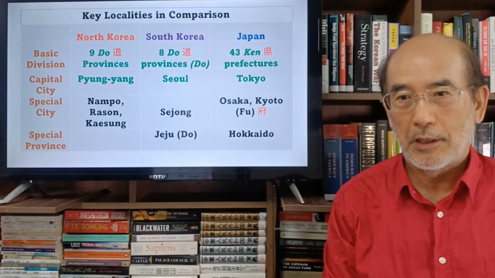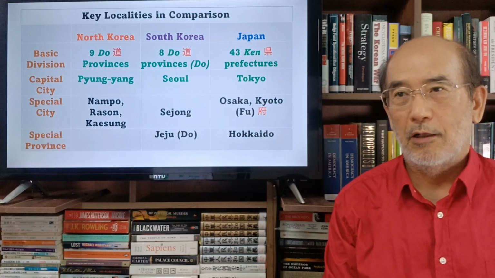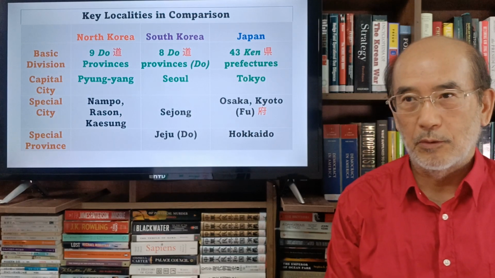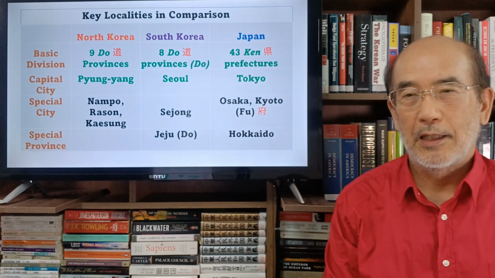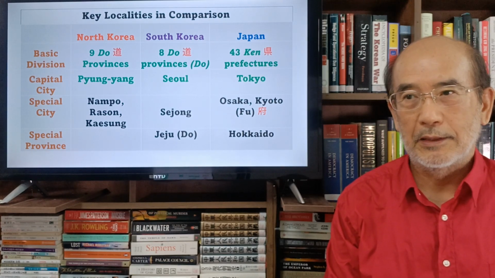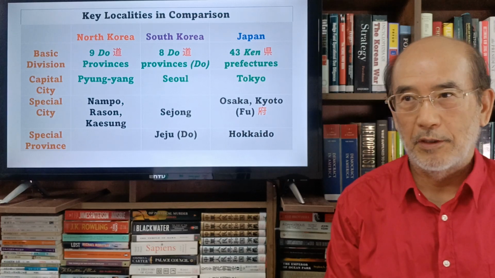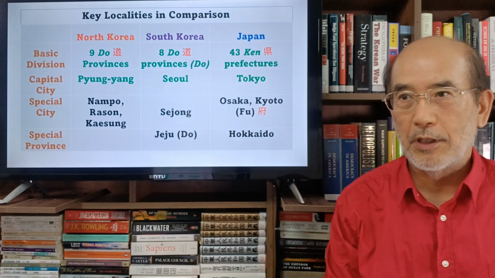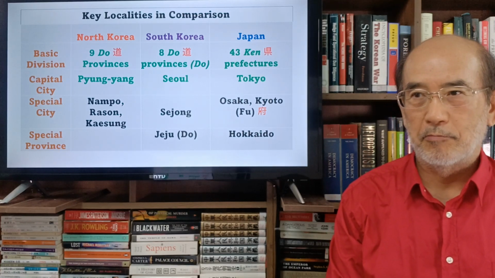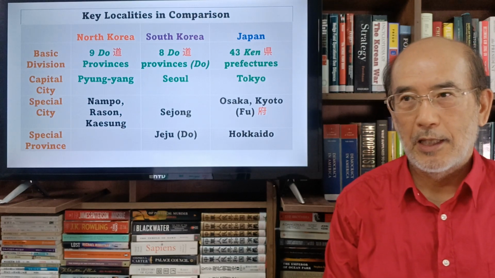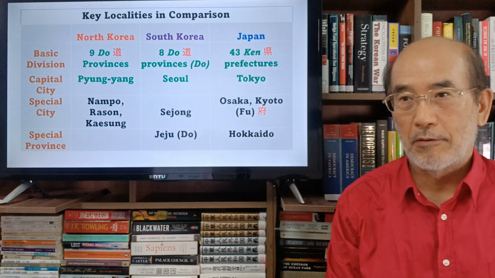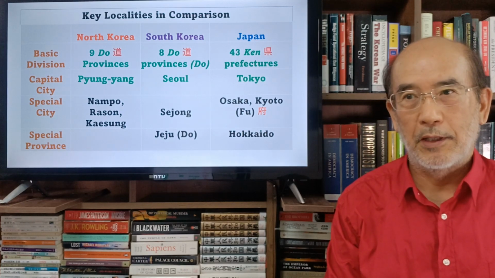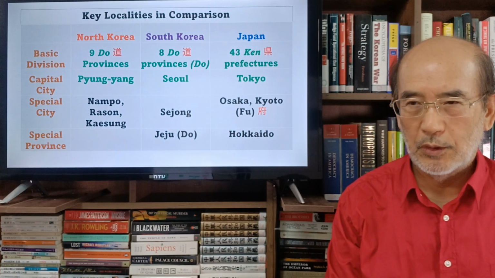This Chinese character do literally means way, road. In the Japanese case, they use the term ken, or prefecture in English. So there are 43 prefectures in Japan. The capital city of North Korea is, as you know, Pyongyang, and South Korea is Seoul, and Japan is Tokyo.